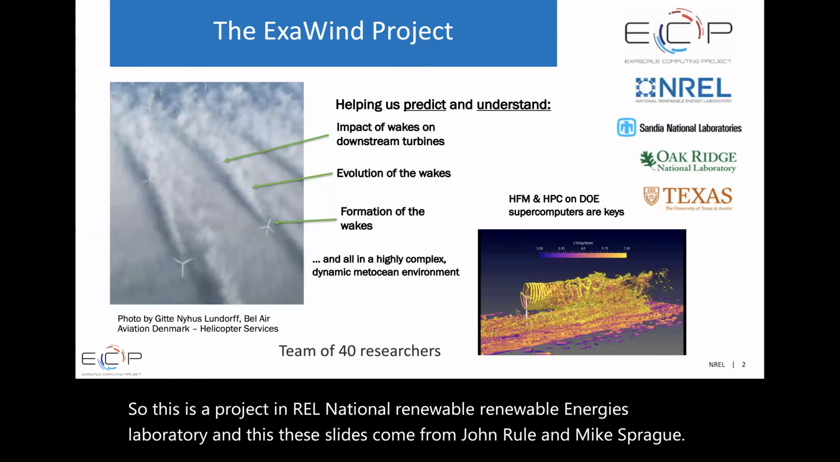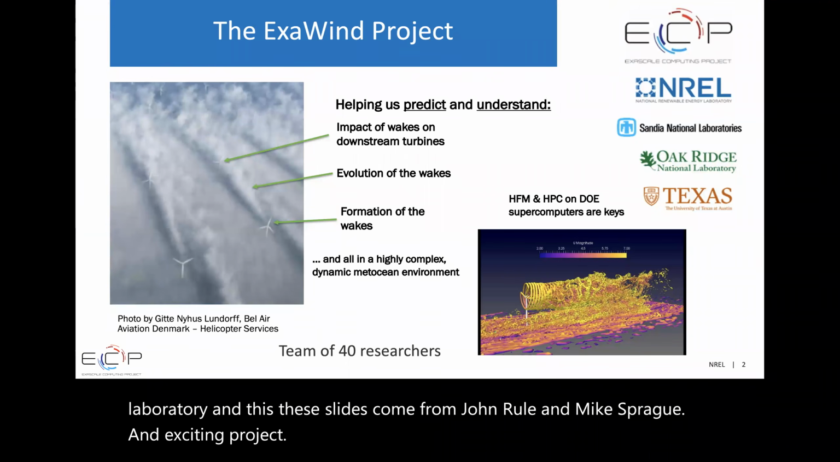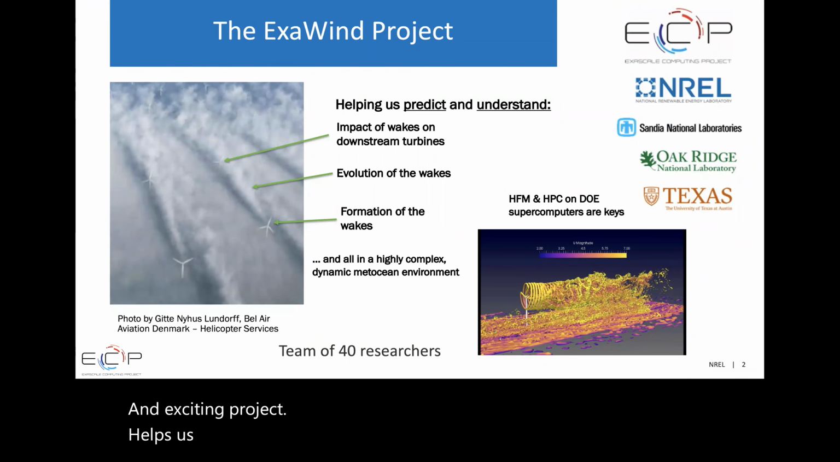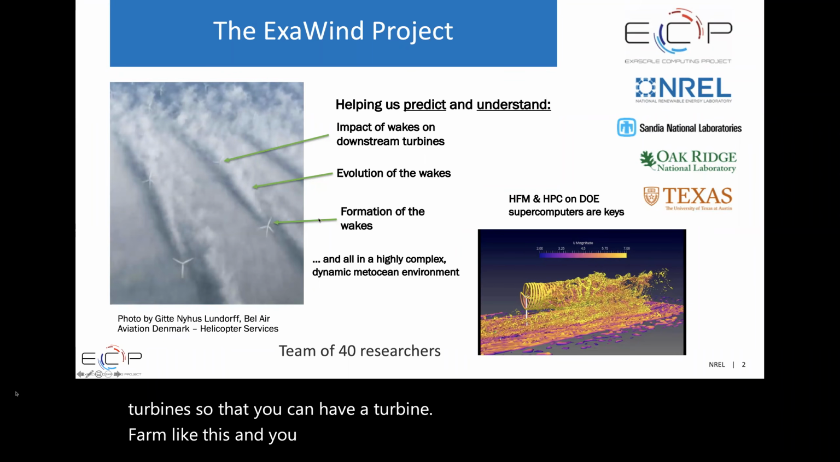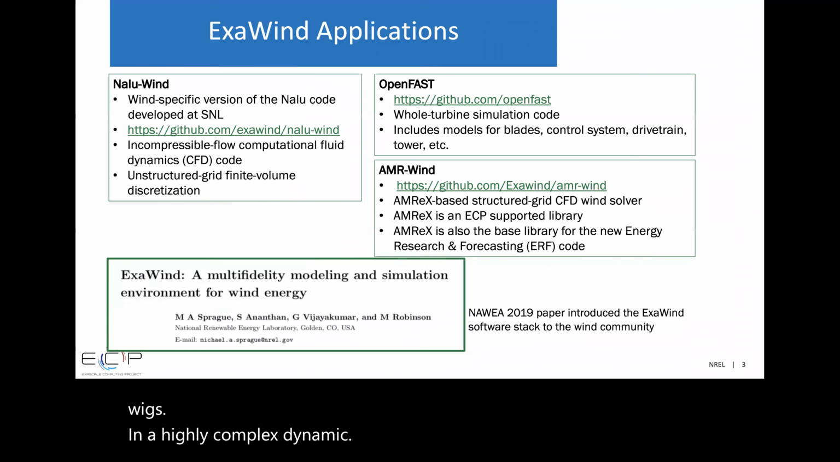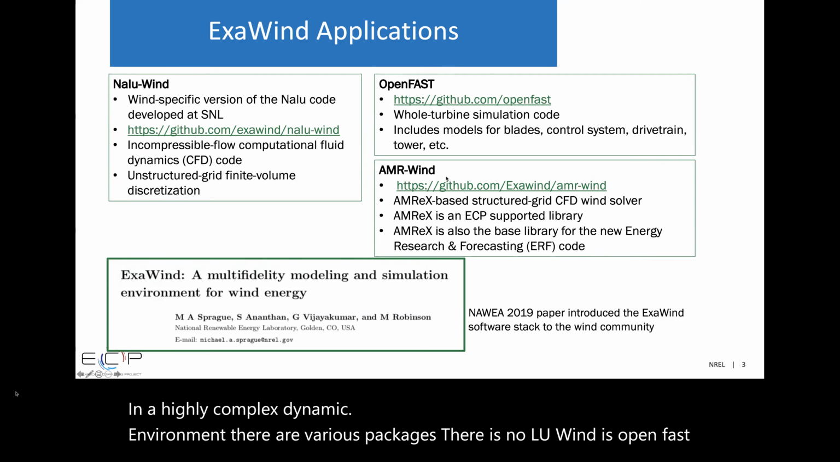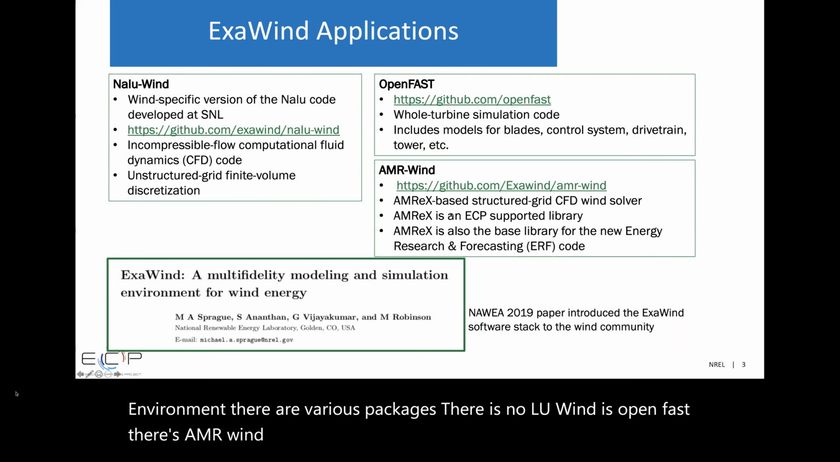And the Exawind project helps us understand and predict the impact of wakes on downstream turbines so that you can have a turbine farm like this, and you can see the evolution of wakes and formation of wakes in a highly complex dynamic environment. There are various packages. There's Nalu Wind, there's OpenFast, there's AMR Wind for adaptive mesh refinement. There is the paper.